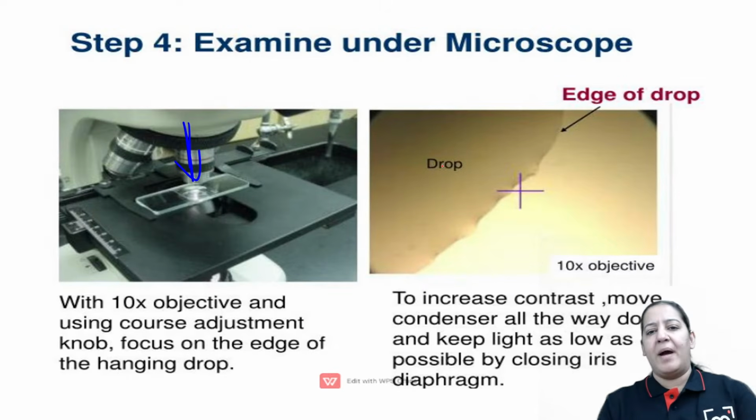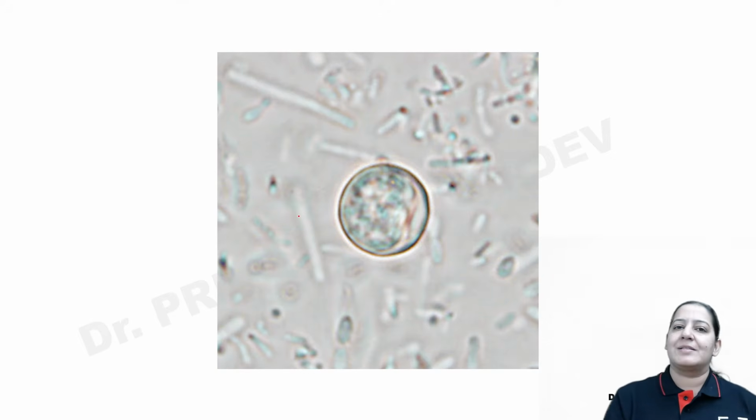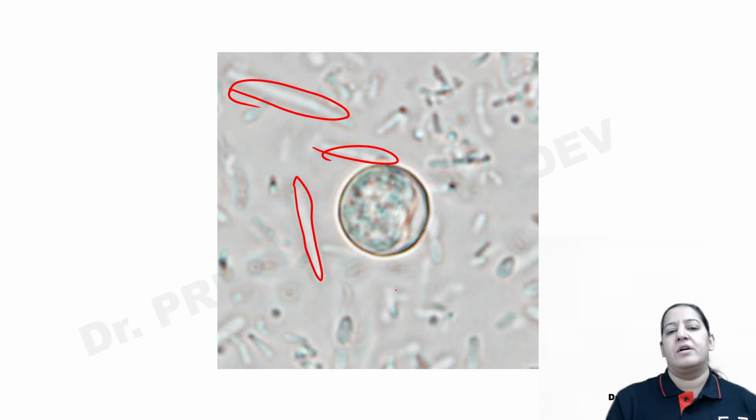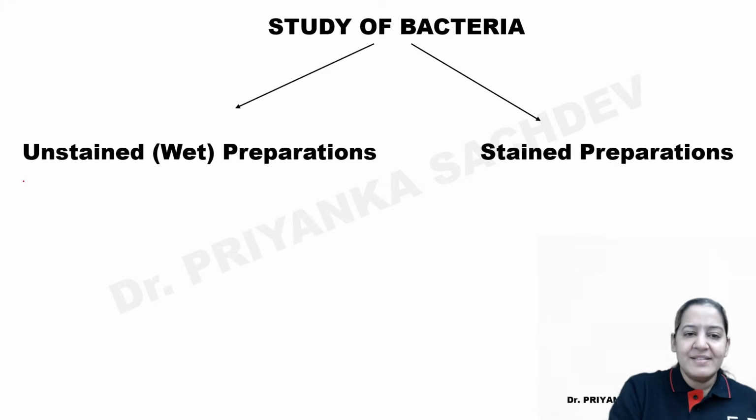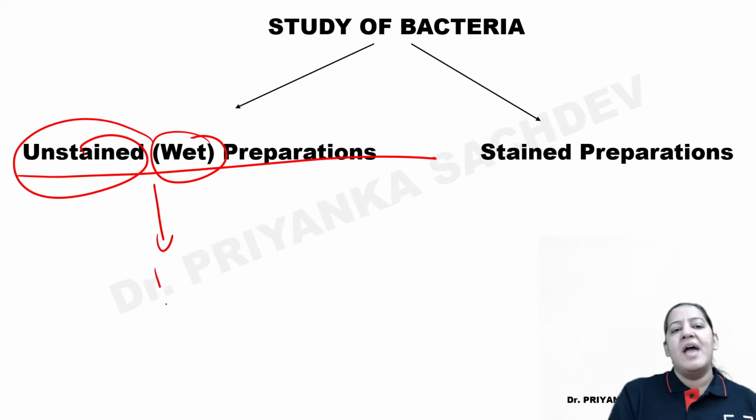If you are examining it under microscope, you will see like this. You will see the transparent bacteria. These all are transparent bacteria. They are moving from here and there. So you cannot observe the morphology. You can observe the motility. So that is the unstained preparation, wet preparation, hanging drop preparation.